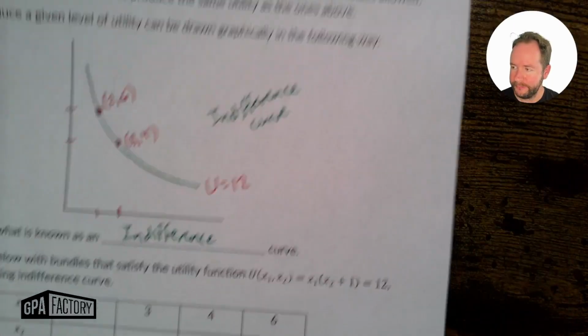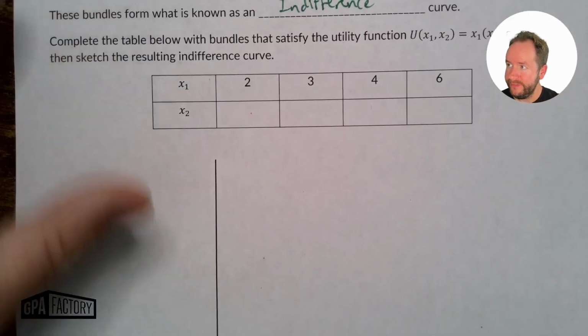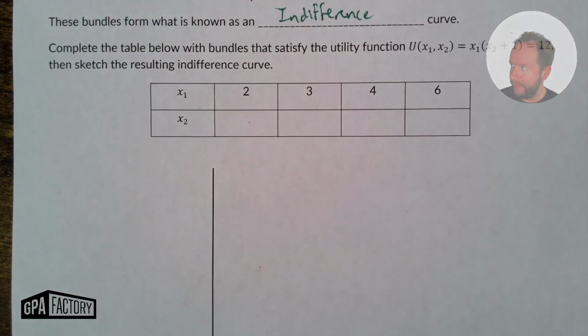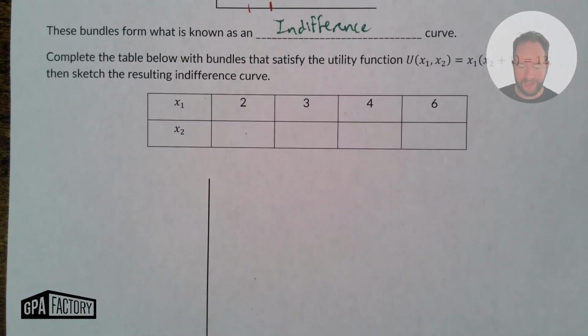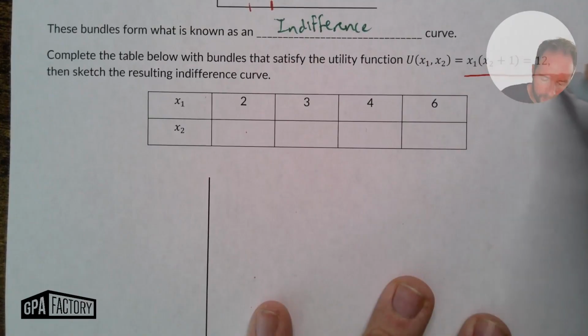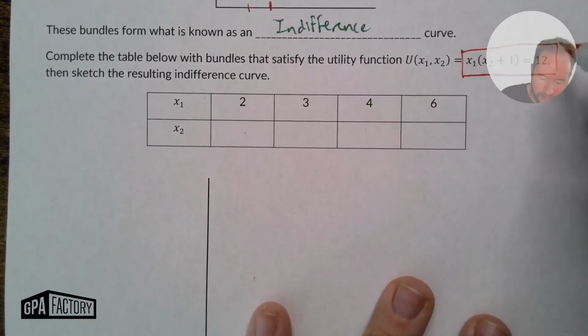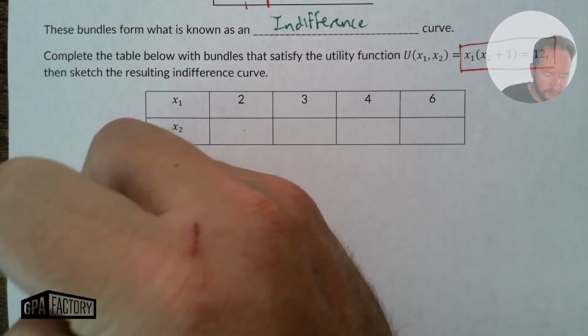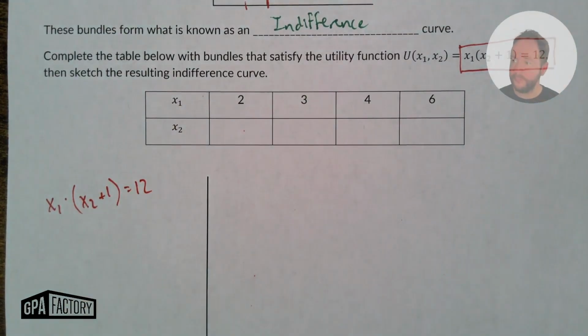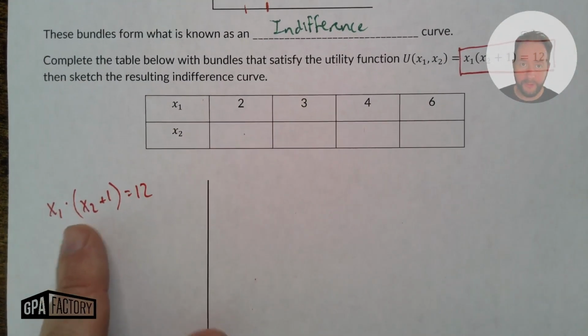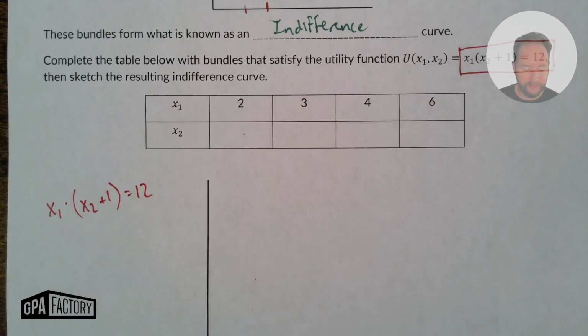Let's do an example. Complete the table below. I'm going to move my head a little bit, make myself transparent. Complete the table below with bundles that satisfy the utility function x1 times (x2 plus 1) equals 12. What you're going to do is plug in each value of x1 into this utility function, then find the corresponding value of x2. So let's get started.